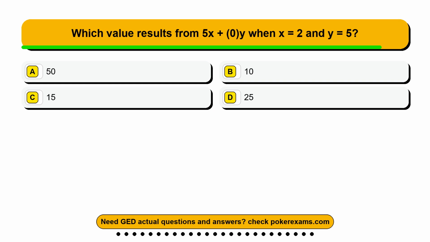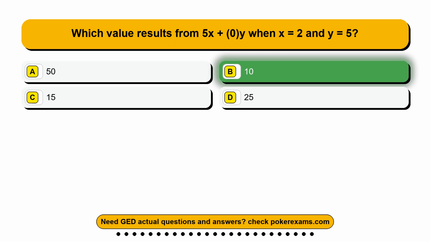Question 20. Which value results from 5x plus 0y when x equals 2 and y equals 5? Option A, 50. Option B, 10. Option C, 15. Option D, 25. The correct answer is option B, 10.